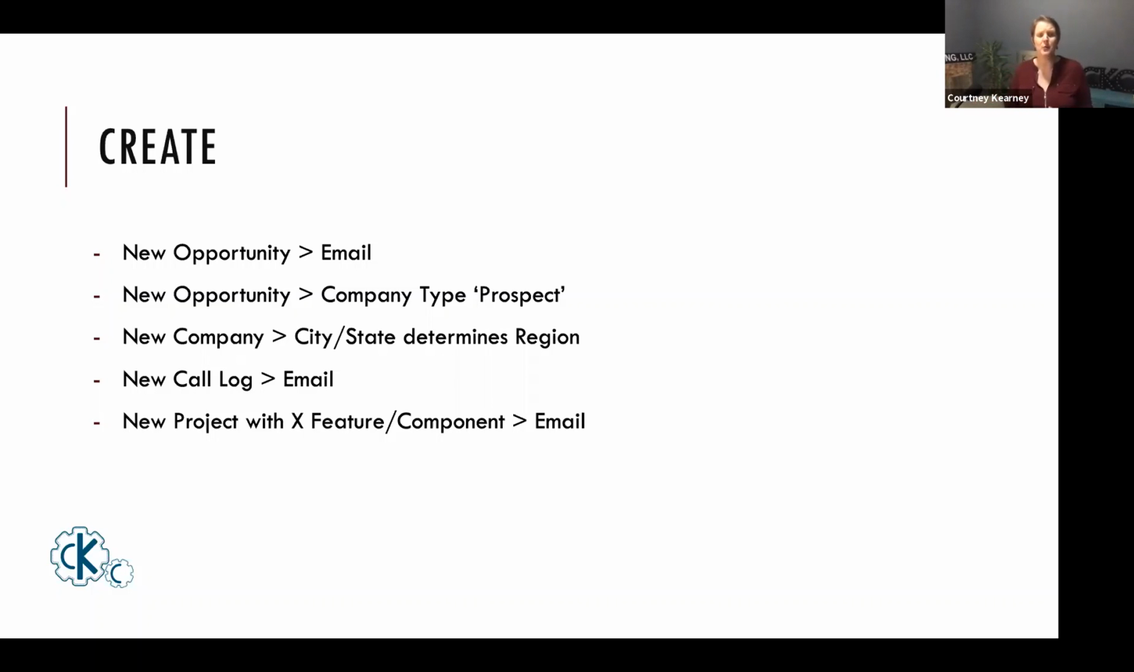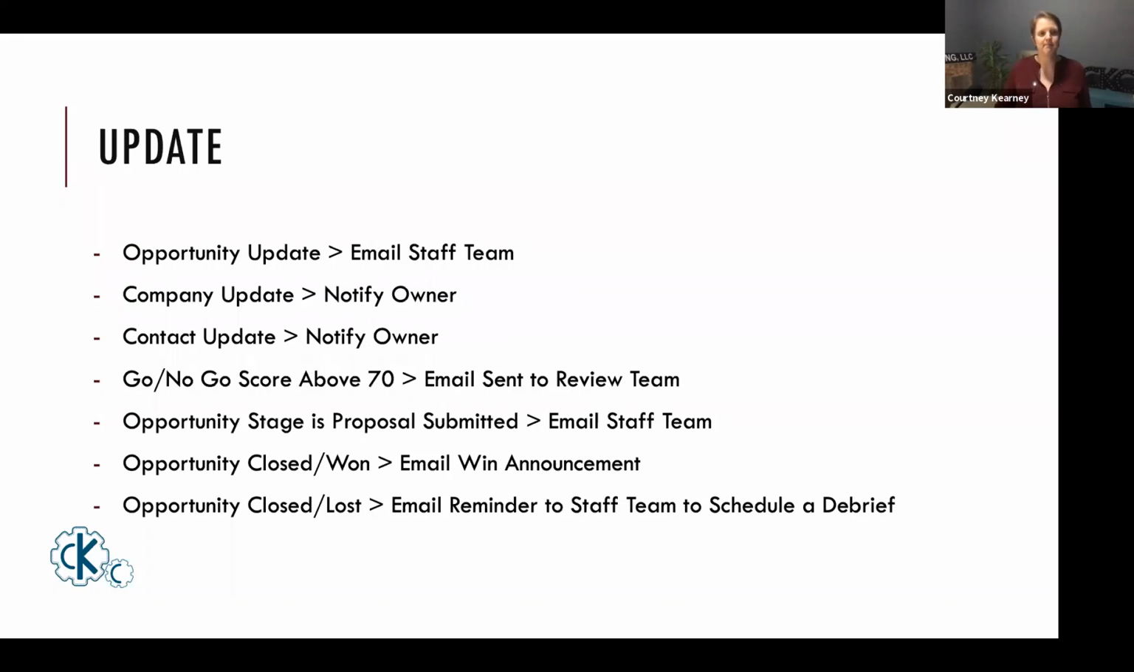When you're looking at new projects, should there be specific emails that are triggered if a specific component or feature, or if a new project gets created without a description or scope? What are those emails that you can trigger to notify people of missing information? The updates. If an opportunity is updated, should the entire staff that is associated to that opportunity know? If the dollars get changed, if the due date gets changed, should the staff team be notified?